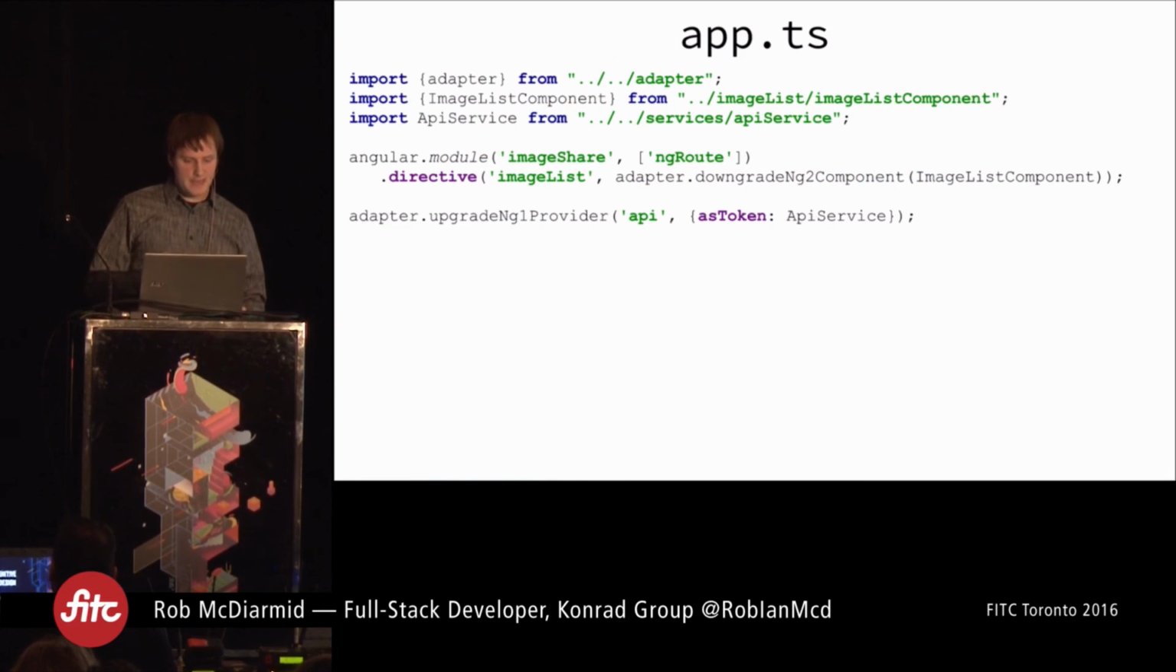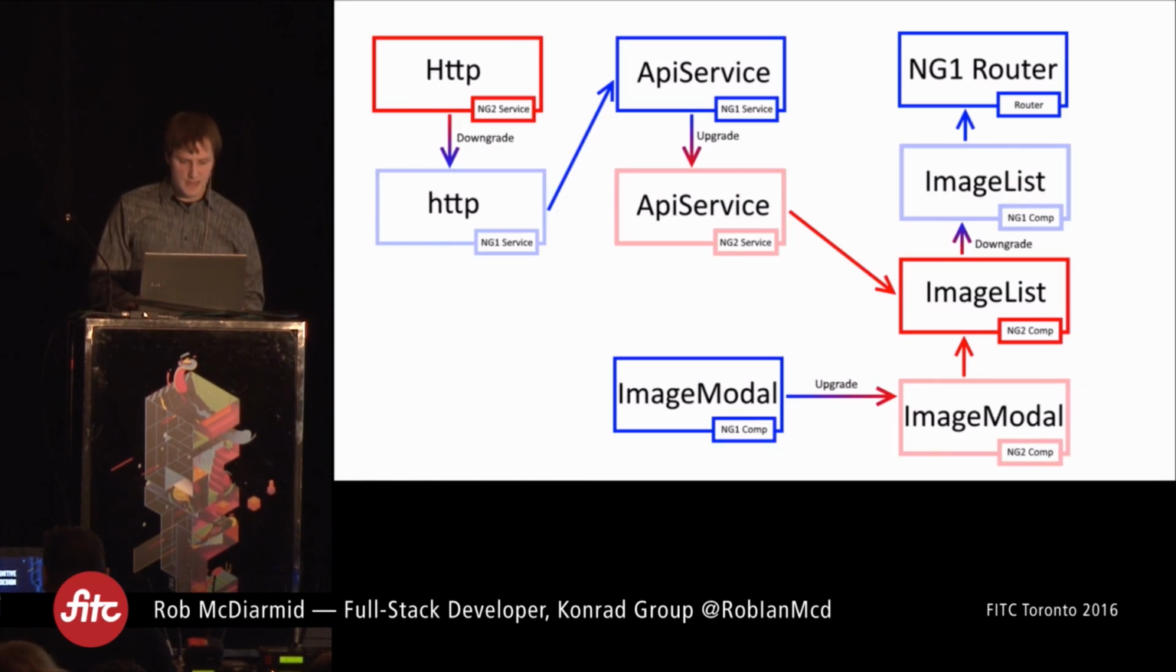In my app.ts, I now need to downgrade this image list component so that it can be used in the old Angular 1 router, and I need to upgrade the API service so that I can use it in this image list component that I've just rewritten in Angular 2.